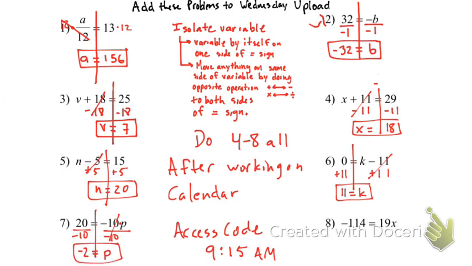And then the last one, number 8. What side is my variable on? It's on the right side. So that means we have to get rid of the 19. What's the 19 doing? When they're written like this, variable and number next to each other, that's actually 19 times x. The opposite of multiplication is division, so we're going to divide both sides by 19. -114 divided by 19 is actually -6 equals x.